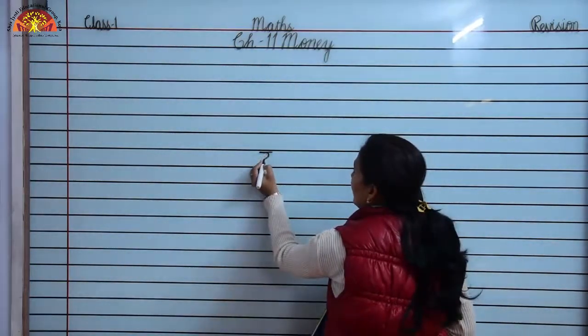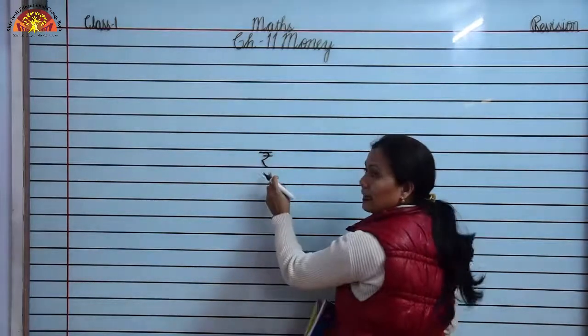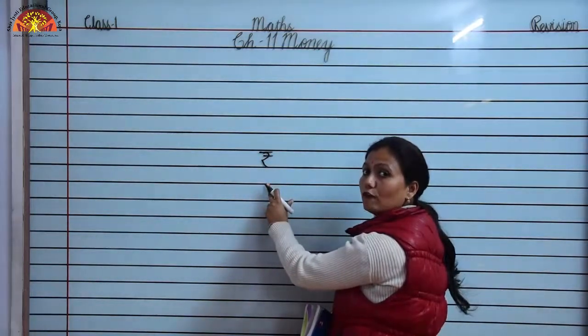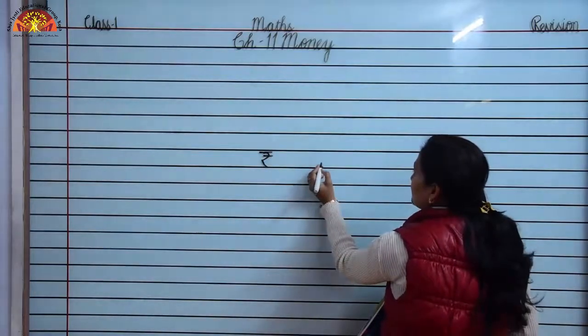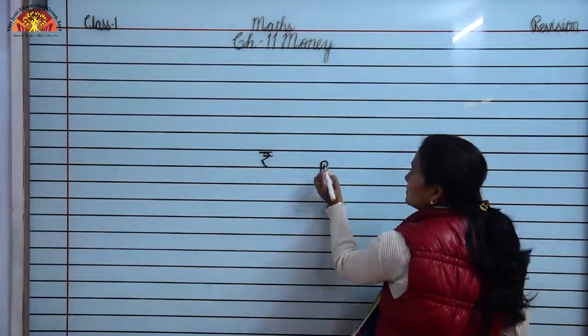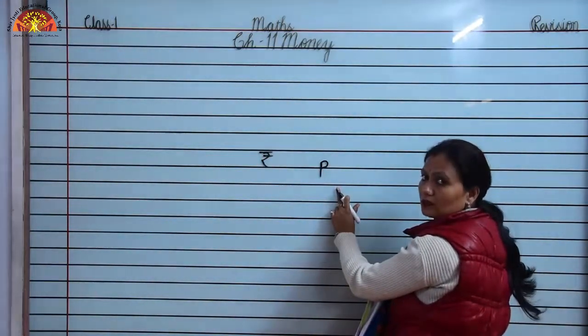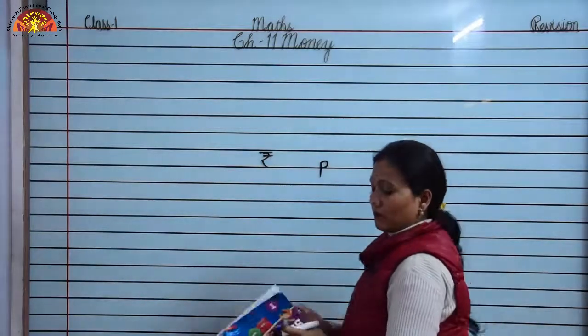Okay, money is found as currency notes and coins, and in India rupees are written like this. This is the symbol of rupees, and paise is written as small p. So this is the symbol of paise.